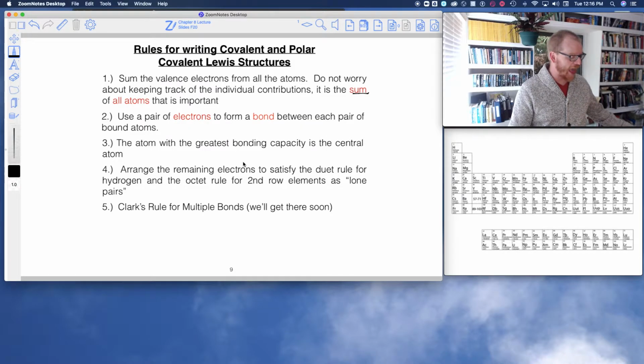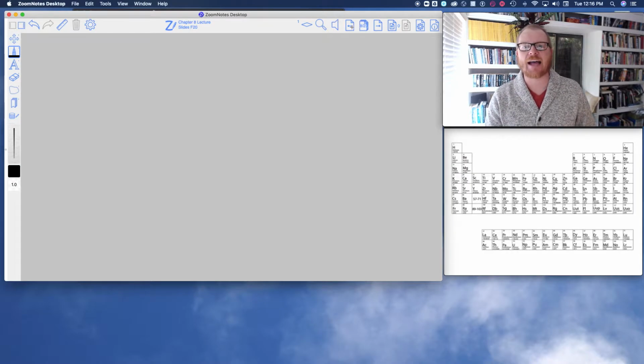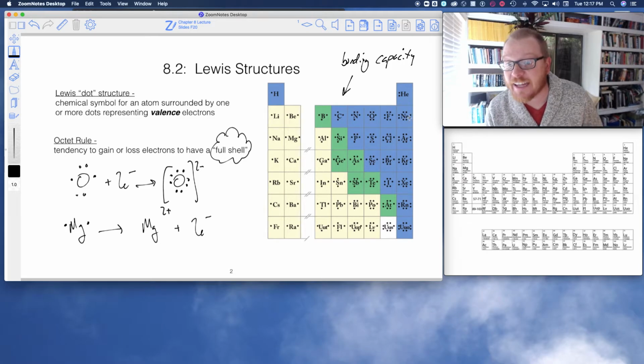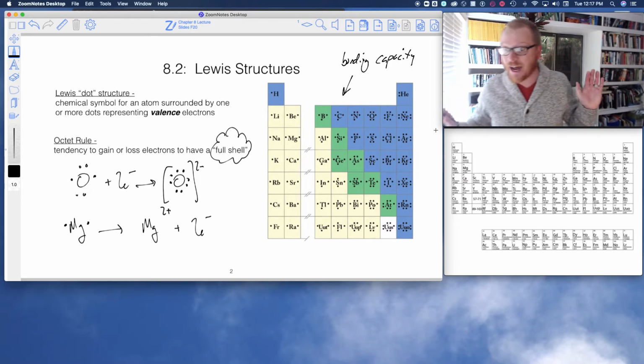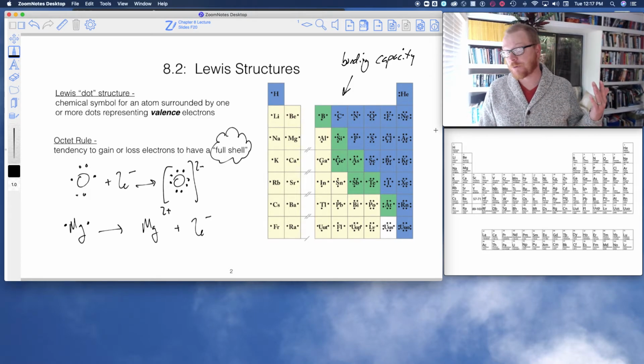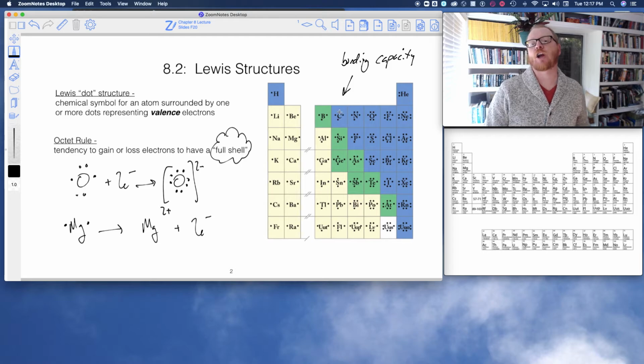Okay, so what does that mean? So bonding capacity, let me back up here and go to this figure. These are really related to bonding capacity. So in other words, if I look at something like neon, neon has no bonding capacity whatsoever. It has the octet rule. But now let's say I was comparing carbon and fluorine. Carbon has a lot more bonding capacity than does fluorine.